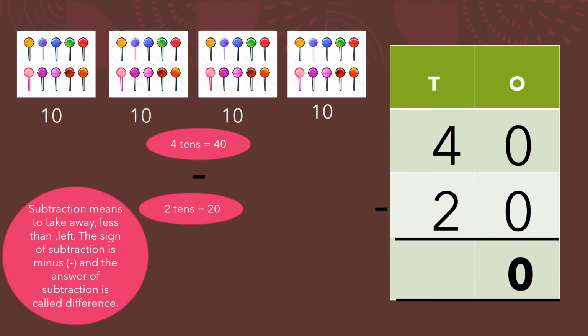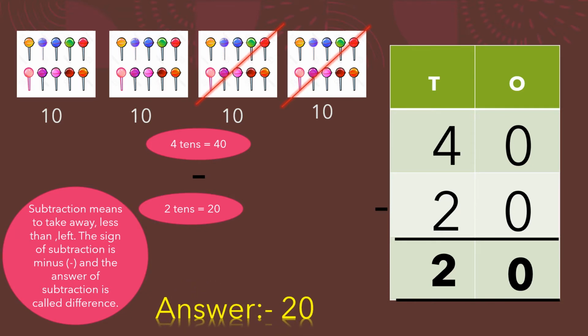Then in the tens column we subtract the digits. 4 minus 2 will be 2. So children, we always start subtraction from the ones column, then move to the tens column. Also, let's see in the pictures, if we cross out first 10, then the second 10, we will be left with 2 groups of 10 lollipops, which are 20 in number. So in both the cases, we see that the answer is 20.